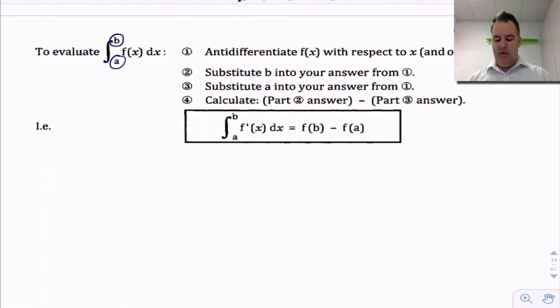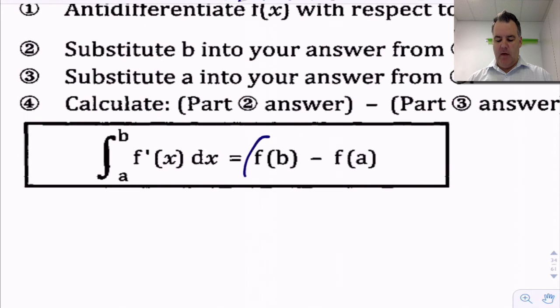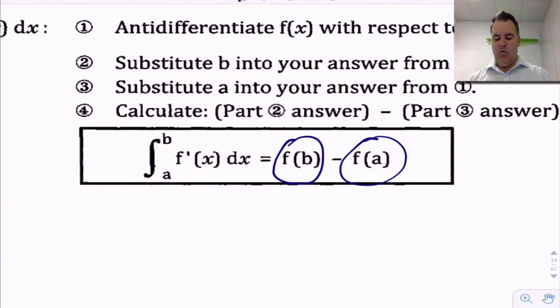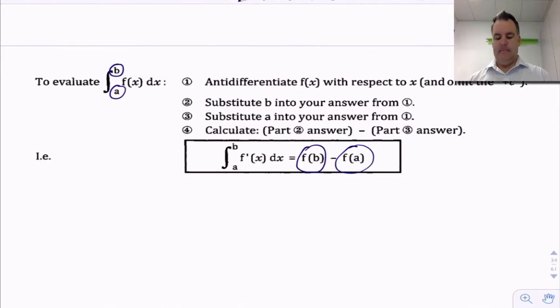Similarly, for this formula here, we do the same thing. We find out where we are at the top and subtract off where we were at the bottom. And that gives us the definite integral, or the area underneath the curve.